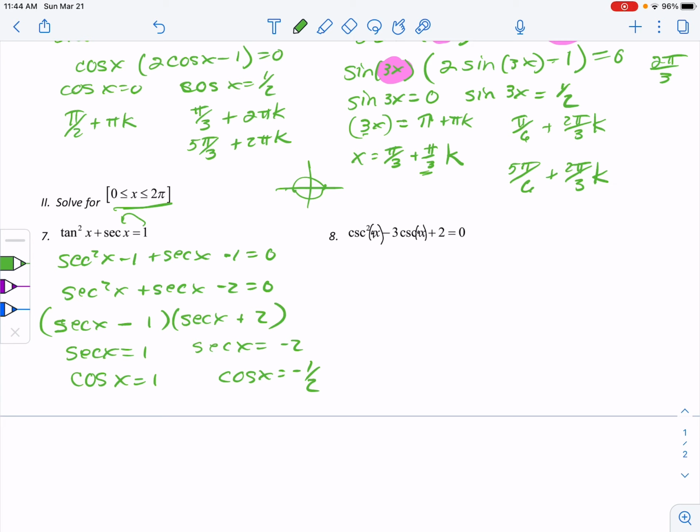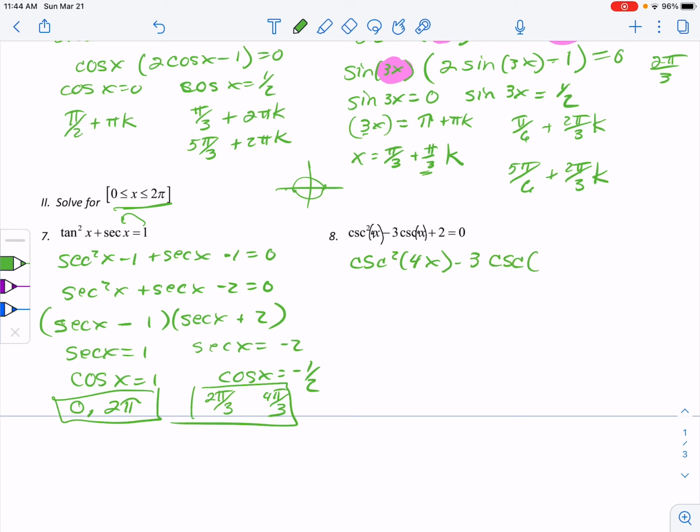So the cosine's 1 only at 0 and 2 pi. The cosine's negative 1/2 at 2 pi over 3 and 4 pi over 3. Okay? This one we put in 4x. So you end up with the cosecant squared of 4x minus 3 cosecant of 4x plus 2. And you have to factor.